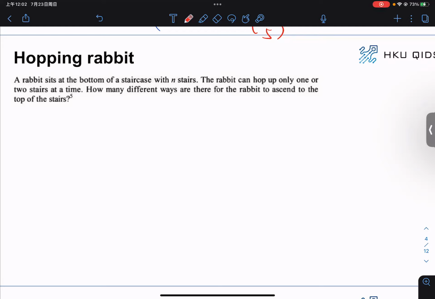So let's start with a simple case. Again, for a complex question like that, where we have n values, we just start with the case where n equals 1. Then how many choices do we have? We only have 1 choice, right? And how about when n equals 2? Then we can go 1 step at a time, and we need 2 times to reach the second level. And we can also hop up 2 stairs at a time, right? So in total, we have 2 choices.